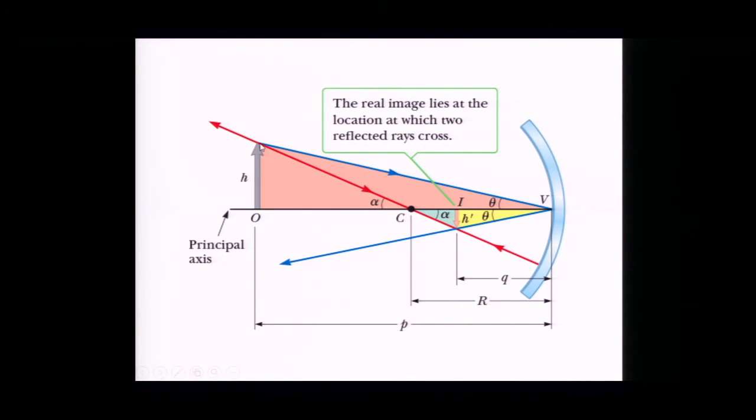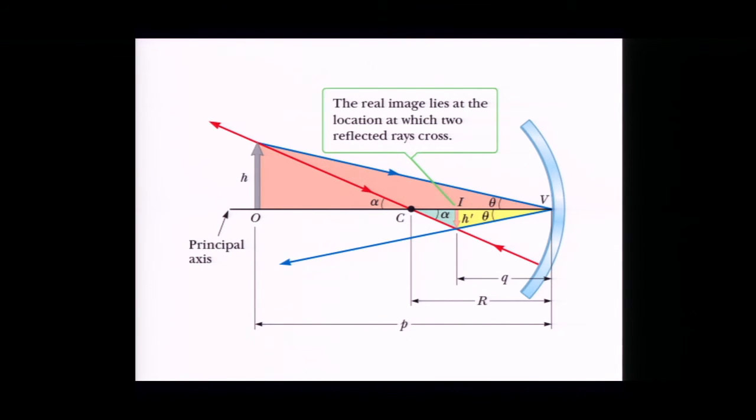So I can use a ray that's parallel to my principal axis to come in and go down here. I will have from the tip of my object through the radius of curvature to the mirror, and that's the ray that's going to bounce back on itself. Then I've got the ray that goes from the tip to the principal axis and it bounces off. And where these intersect is going to be where the image is.